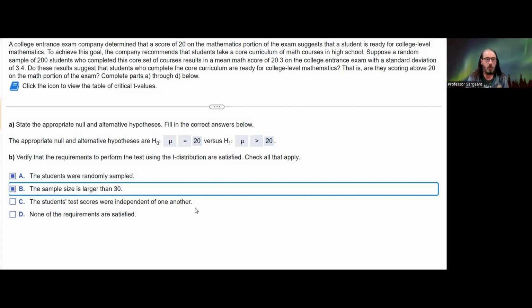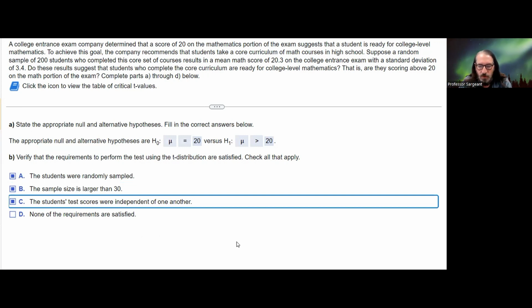5% of even 1 million would be 50,000, and we only have 200 in the sample. So if I'm right that millions per year would be taking the test, and independent of one another, we can check that the sample size is less than or equal to 5% of the population size. If that population really is in the millions, then we probably have that as well.